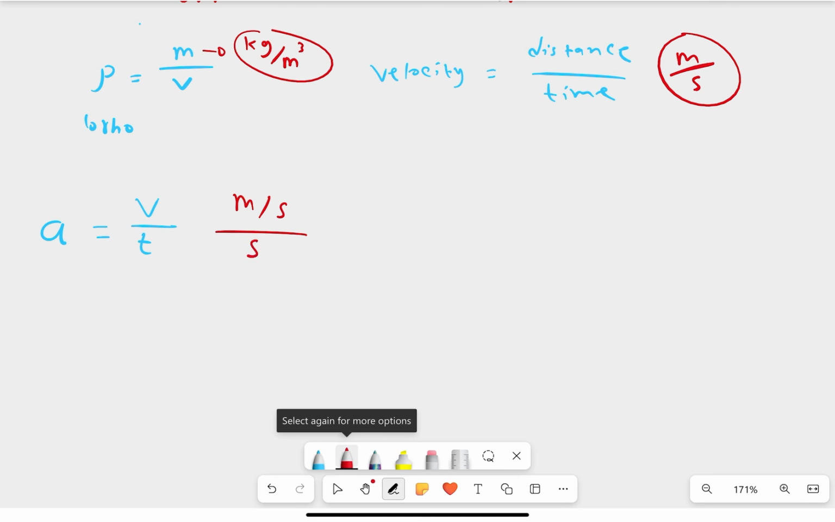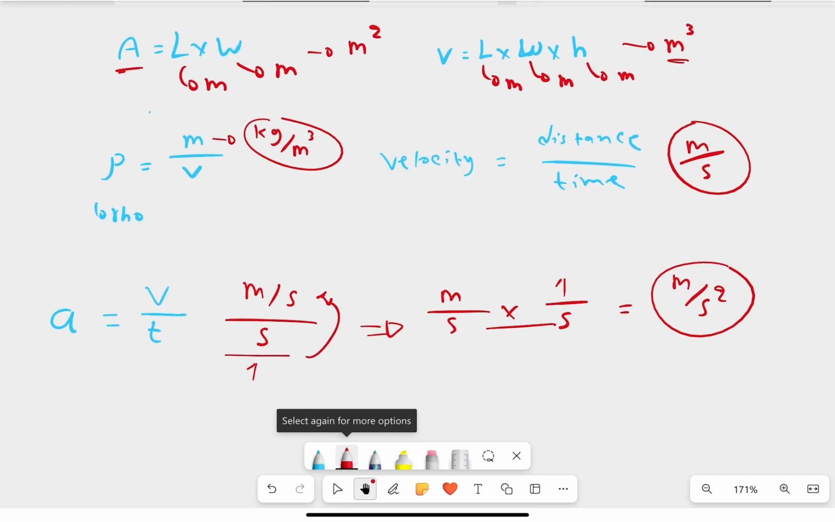Okay, now to make this one easier for yourself, you can say that there is a 1 beneath here, okay? And if you rearrange this equation, you'll say meter per second. It's okay, you can write this like this. Multiply by, take this number up, the denominator will be coming to numerator, and numerator will be coming down. So it will be 1 over second, okay? Multiply these two, okay? You'll get meter multiplied by 1, and second multiplied by second is second squared. This is the unit of acceleration.